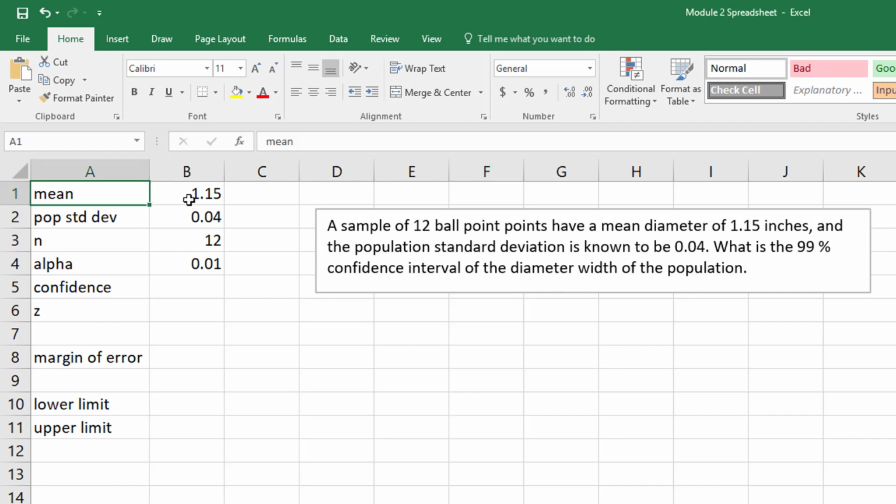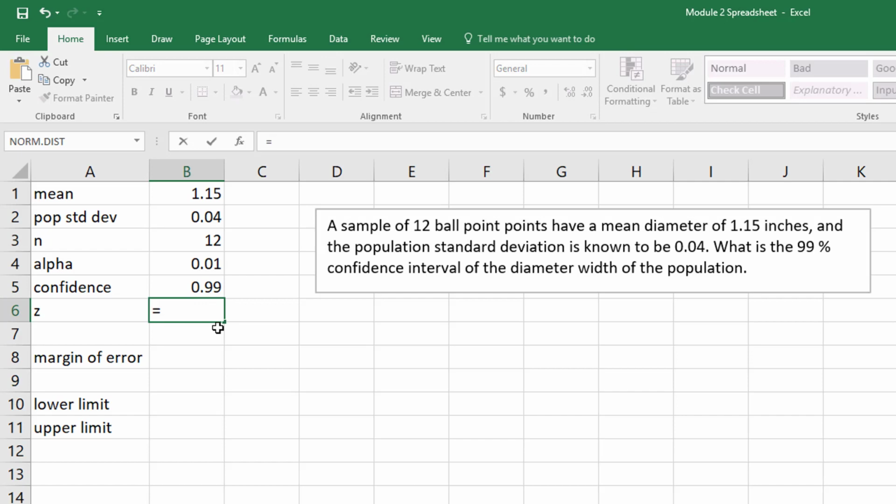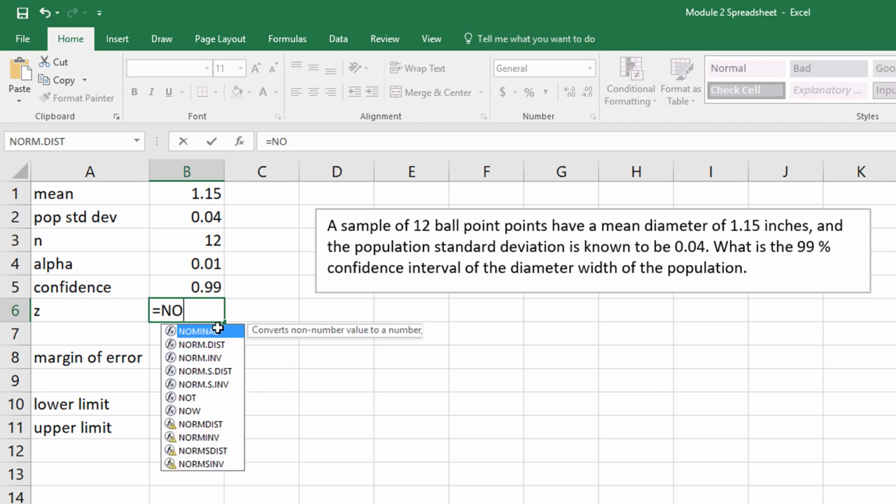So I just went into Excel and typed in these numbers: the mean, the population standard deviation, the sample size, 12 ballpoint pens. Alpha is 0.01, because it's a 99% confidence interval, so the confidence is of course 0.99. You could either look up this Z value in a table, or in Excel you could do equal.